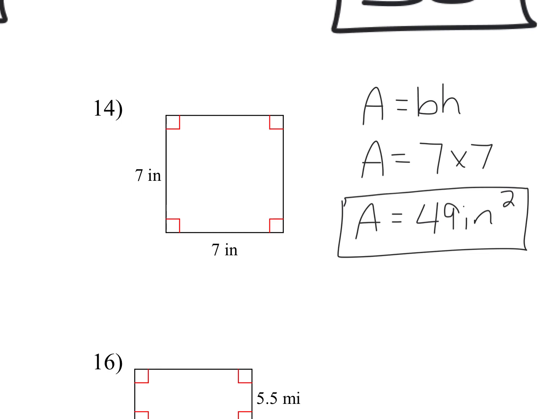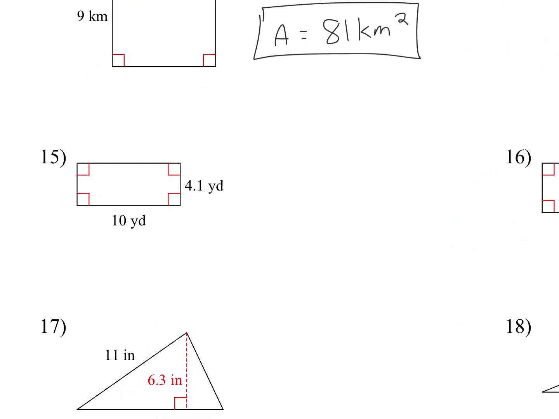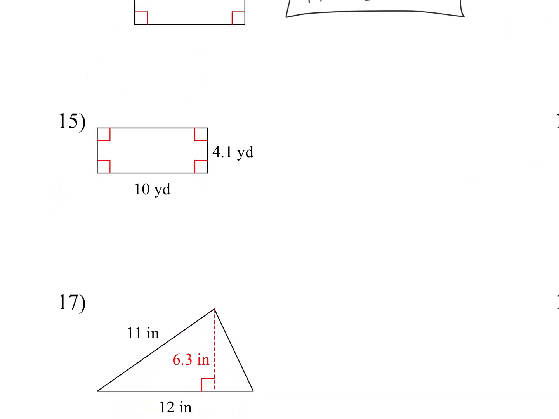First, what do you ask yourself? What shape is it? It's a rectangle. What's the formula for area of a rectangle? Base times height. Plug it in. We have 10 times 4.1. 41. Area is 41 yards squared. Good.